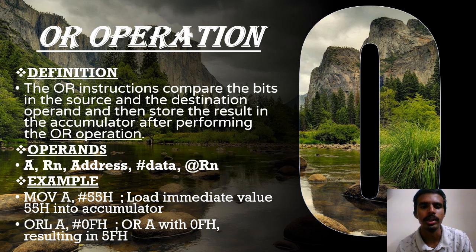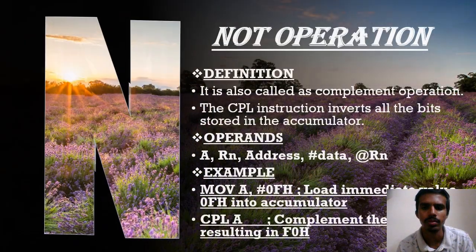For example, MOV A, #55H means loading the value 55H into the accumulator, and then ORL A, #0FH. So ORing the data between the accumulator and 0FH and storing the result in the accumulator itself. So this is how the OR operation works.